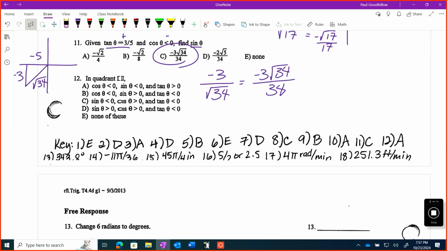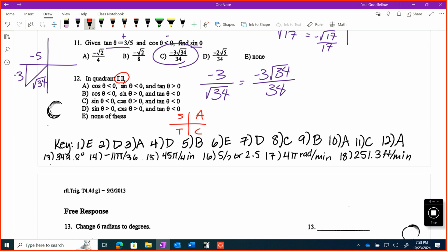Quadrant 3. I think that's what that says. Boy, that is really hard to tell what that's saying. So in quadrant 3, what would actually happen?